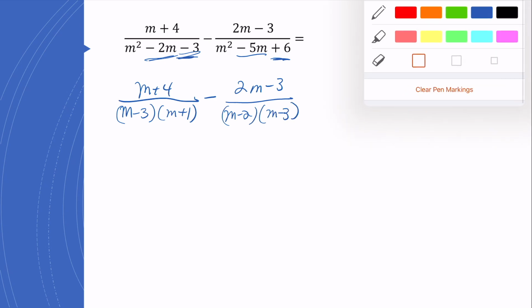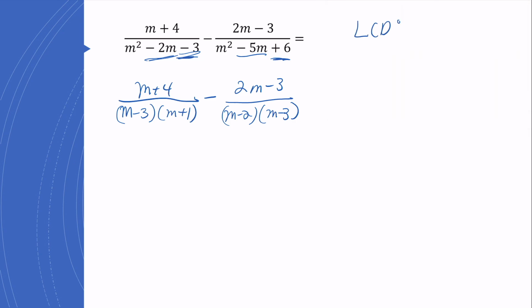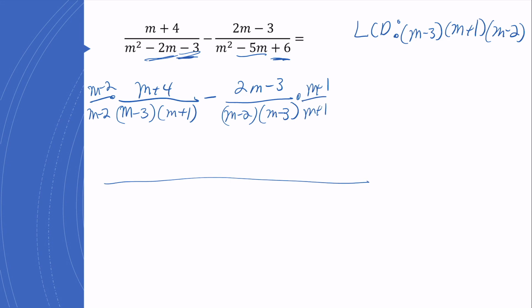So I have an LCD where I need one of each of those factors that's present: m minus 3 times m plus 1 times m minus 2. So my first fraction, I'm going to have to multiply by m minus 2 in the numerator and the denominator. And my second fraction, I'm going to have to multiply by m plus 1. So my denominator is going to be m minus 3 times m plus 1 times m minus 2. And again, the order of those three terms doesn't matter.